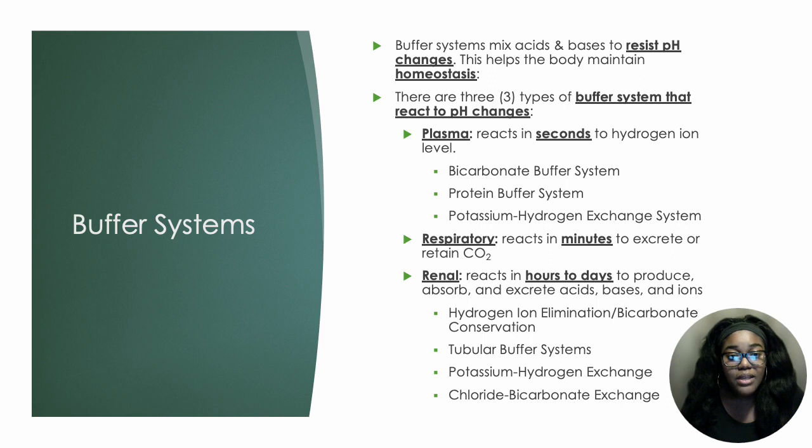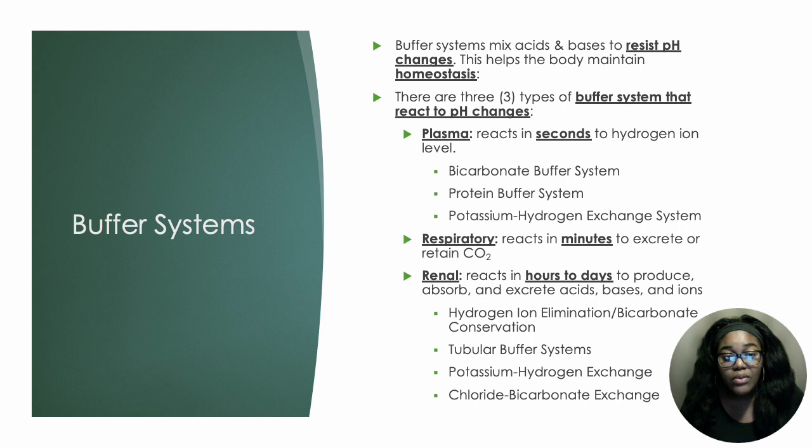So under plasma, you have three different types of plasma buffer systems. You have the bicarbonate buffer system, you have the protein buffer system, and you have the potassium hydrogen exchange system. All three of these fall under the plasma buffer system. Again, all three of these react in seconds to help resist the pH change or help the body maintain homeostasis.